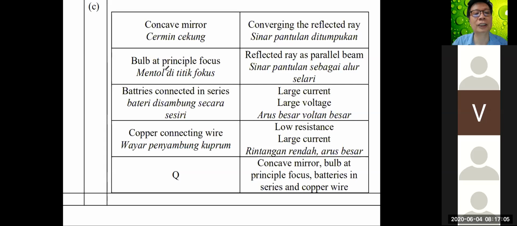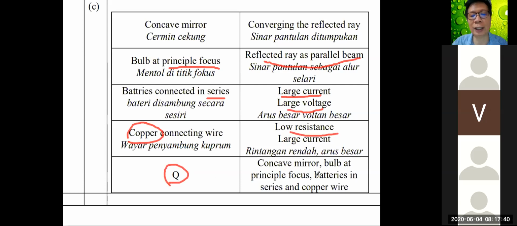The second one, the bulb must be located at the principal focus or focal point. The reflected ray becomes parallel. This is what you want, right? Parallel means you can brighten a longer distance. And the battery connected in series. The reason is bigger current, bigger voltage. Use a copper wire like Yao Ping said. Reason: low resistance. Then we choose Q.